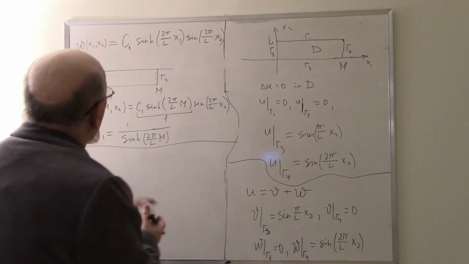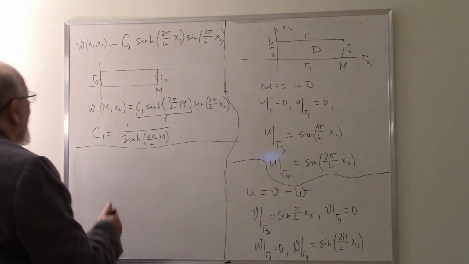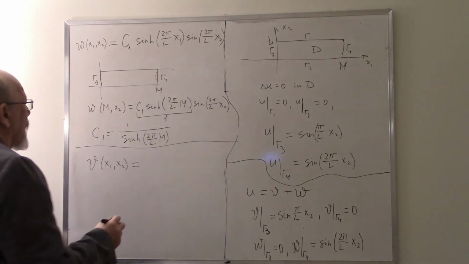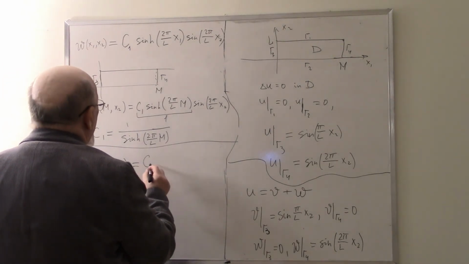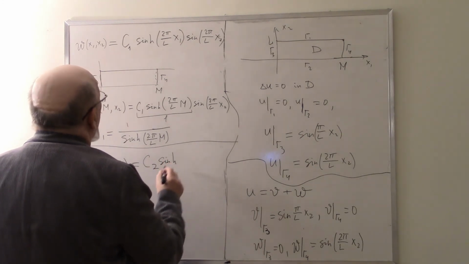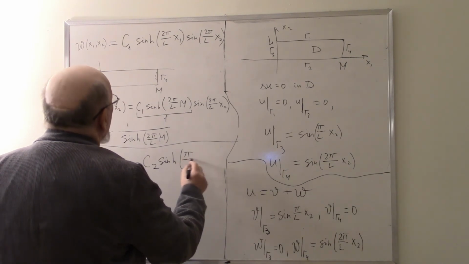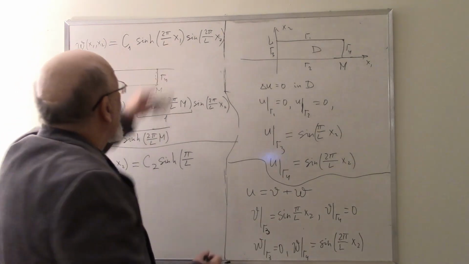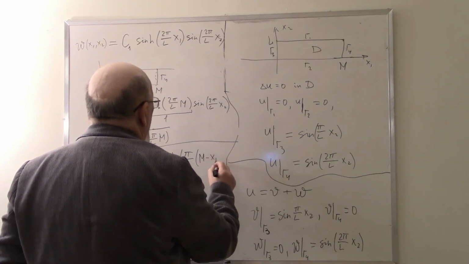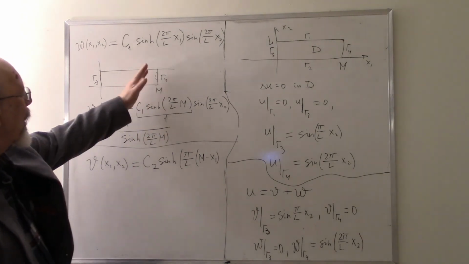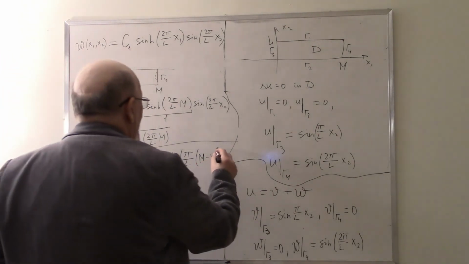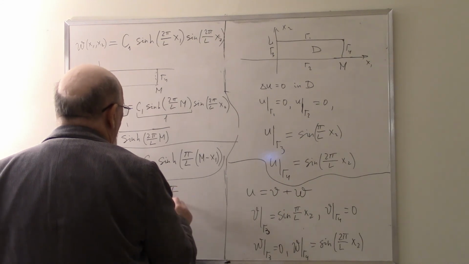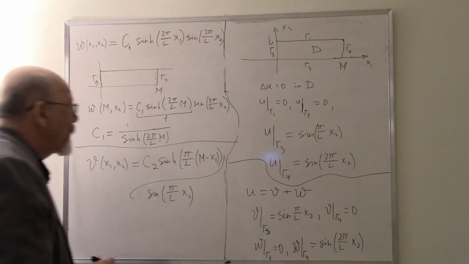Now to find V, we just flip this picture. So V of x1, x2 equals C2 hyperbolic sine of pi divided by L, this time pi divided by L without 2. Instead of x1, I write m minus x1. Yes? So it starts from here. Times sine of pi over L x2.